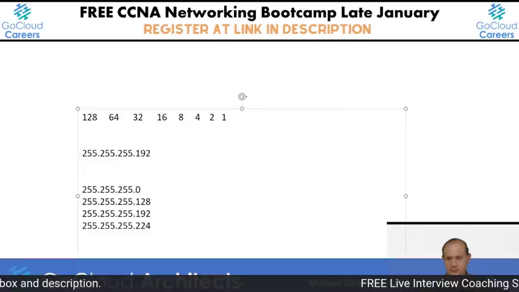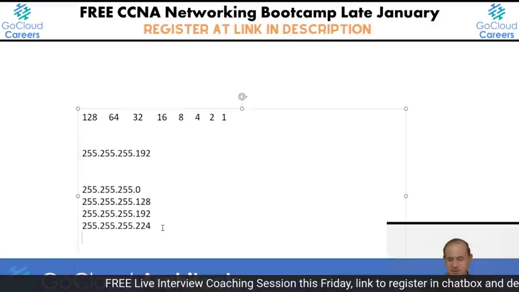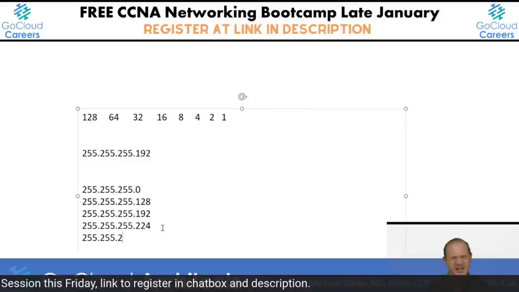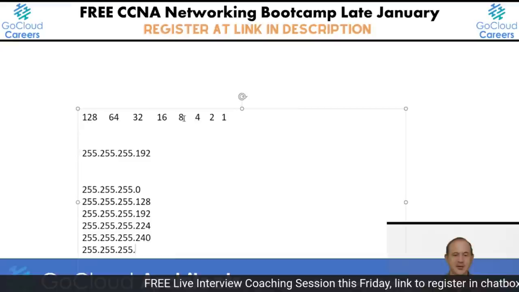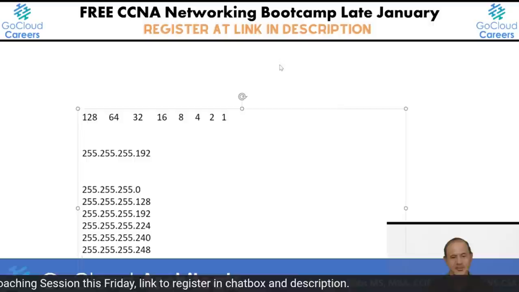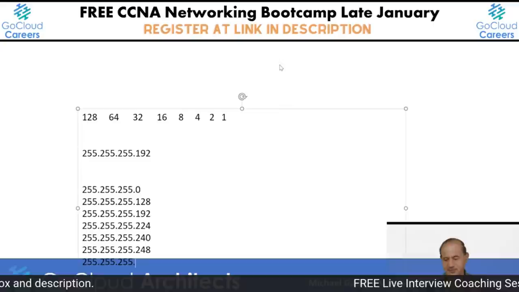Let's go another one. Let's go to 255.255.255 plus, what's this? 240. Go one more. 255.255.255.240 plus 8, 248. You see where we're getting it from? We'll go one more. 255.255.255.248 plus 4, 252.